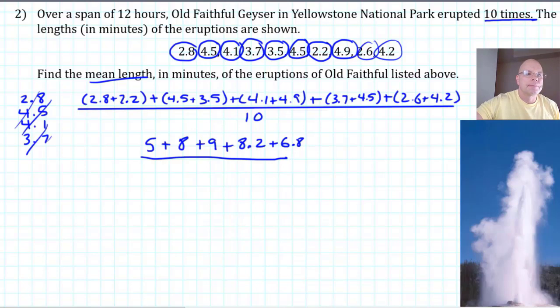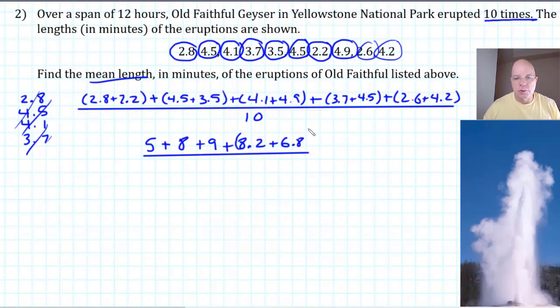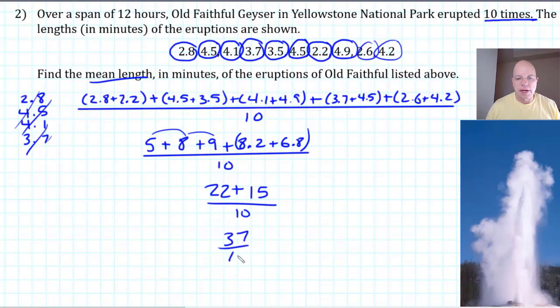Oops. You might notice that this last pair of addends also associate nicely, so that's a nice bonus. 2 tenths and 8 tenths is another whole. 8 and 6 is 14, plus 1 more is 15. So that final term has a sum of 15. And these first 3 terms are 13 plus 9 more is 22. So I have 22 plus 15 over 10, 37 over 10.